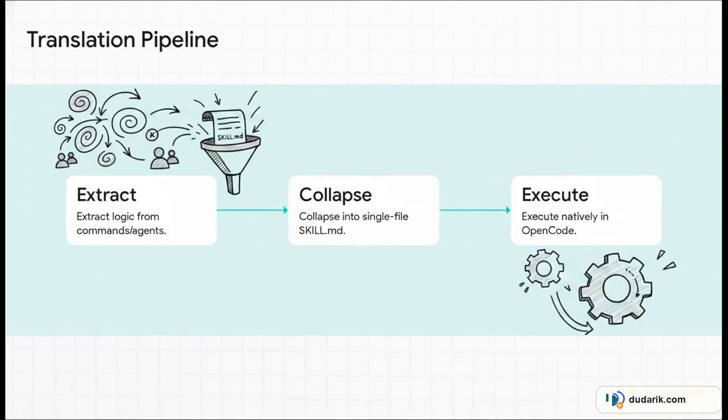So, to make this compatible, the Power Pack operates like a conceptual pipeline. Step 1, it reaches into Claude Code's distributed commands and agents directories and extracts that complex multi-agent logic. Step 2, it collapses all of that sprawling coordination into one highly structured SKILL.md definition. And Step 3, because the format is finally correct, OpenCode can just pick it up and execute it natively. It's a super elegant fix to a structural problem.